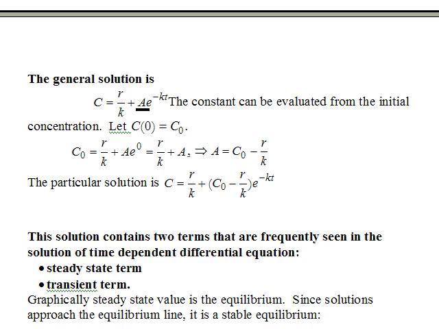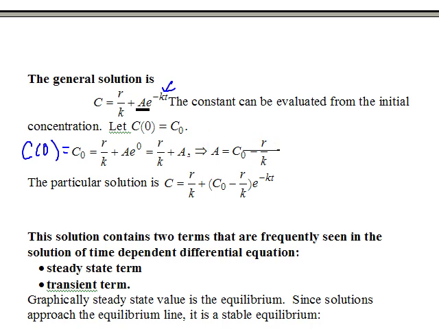Evaluating at t equals 0, that's what I'm doing here. So we want C of 0 equals C naught, so I have to put 0 for every t in the equation, particularly that one. I have R over K plus A e to the minus 0. E to the minus 0 is 1, so this becomes R over K plus A. I can solve for A, and now I find a value for the constant of integration. It is C0, the initial concentration, minus the equilibrium value of R over K.